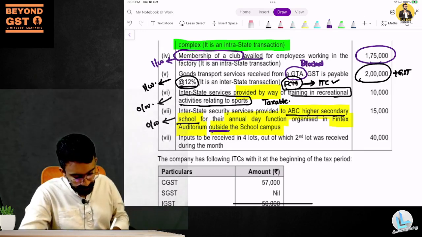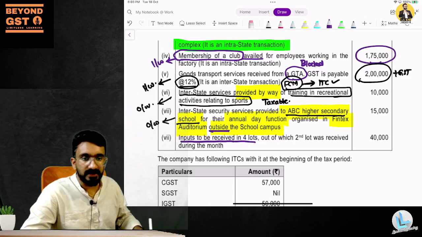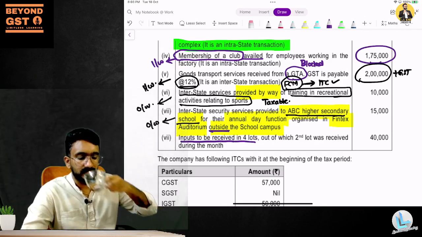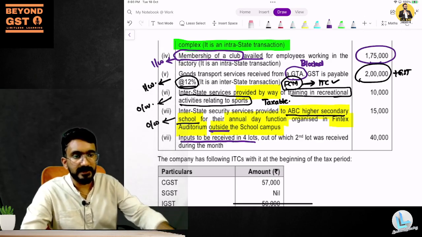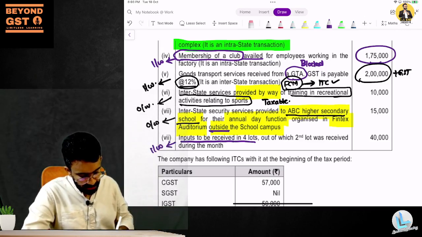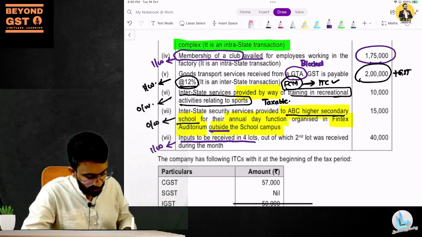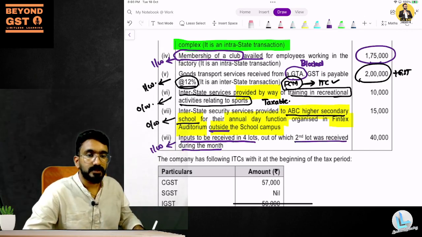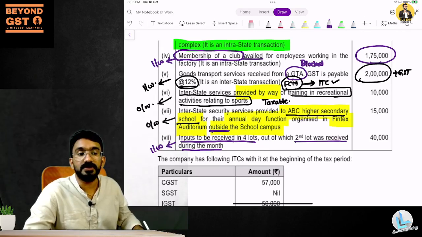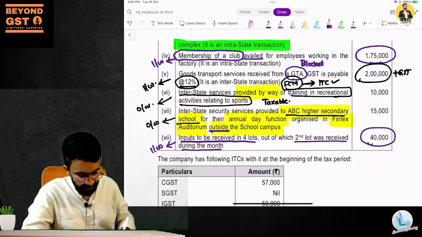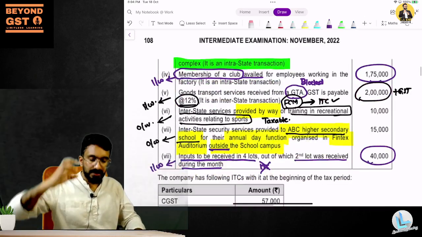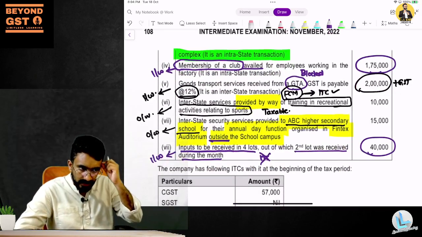Next. Inputs to be received in 5 lots. Is it an inward supply or an outward supply? It's an inward supply. Out of which it was supposed to be received in lots, out of which the second lot was received during the month. If the goods were supposed to be received in lots, when can I take the ITC? Only upon receipt of the last lot. So this is not eligible as input tax credit. So I have lots of inward supply, lots of outward supply, jumbled across and given. So in the question, you should always think which is inward, which is outward.